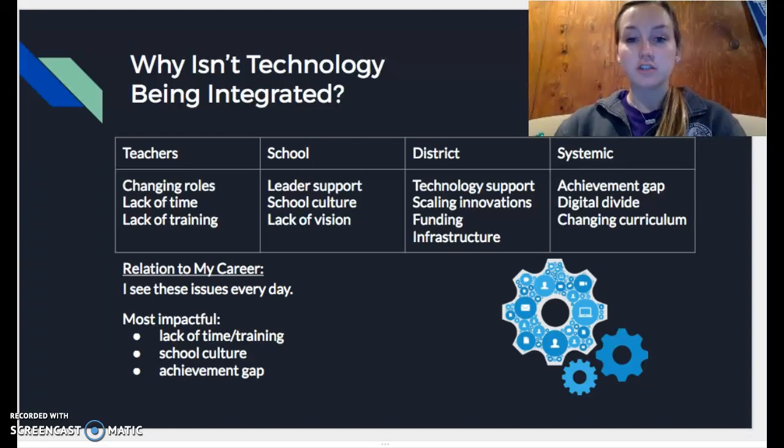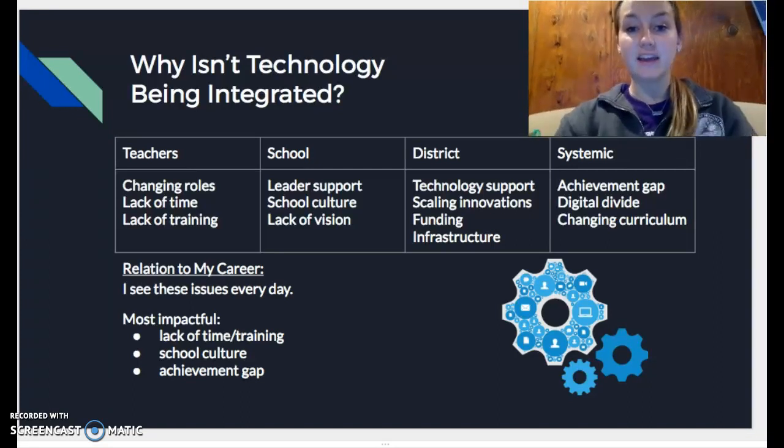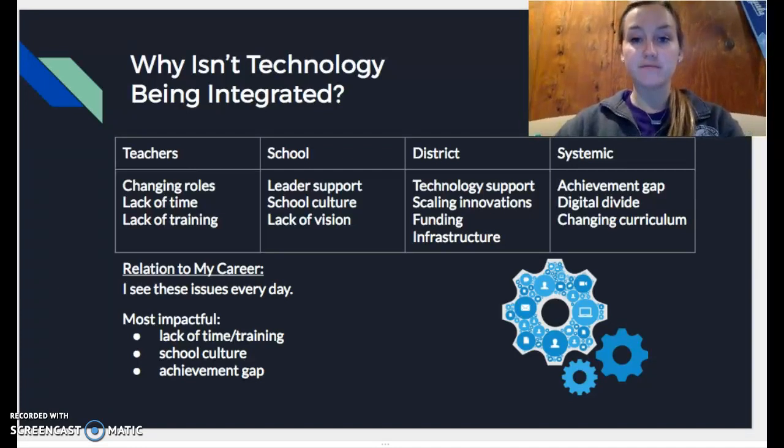There are also district issues with using technology, so sometimes support staff have been cut by budget cuts, and so there's no one there to fix things when they break, or to help you get through those sorts of challenges as a teacher. And so teachers shy away from using technology because it might break and it might not work. Scaling innovations is also difficult. Just because something works for one teacher really well doesn't necessarily mean it's going to work for everyone in the exact same way. And it's hard to find projects that really work for everyone.